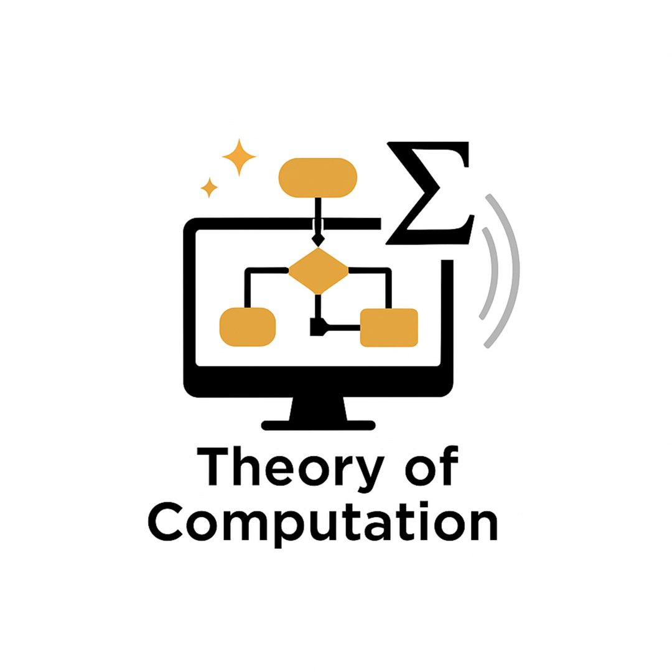It asks, given a description of a computer program and its input, can you determine if the program will ever finish running or if it will loop forever? This chapter proves that no general algorithm can ever exist to solve this problem for all possible programs.